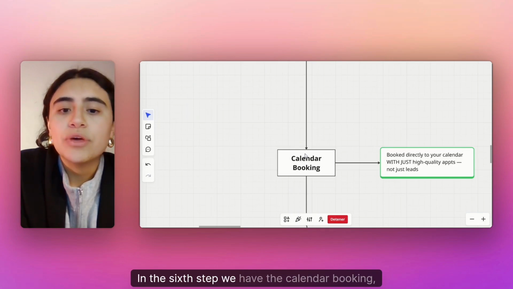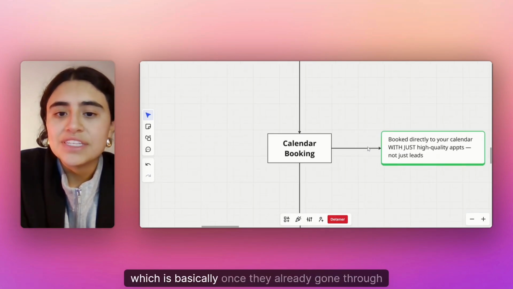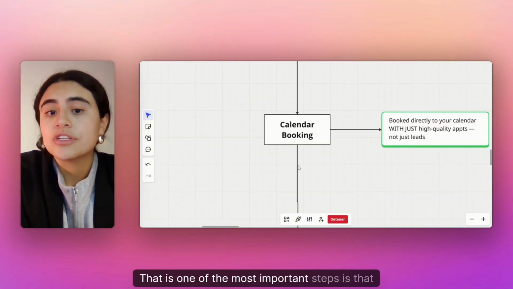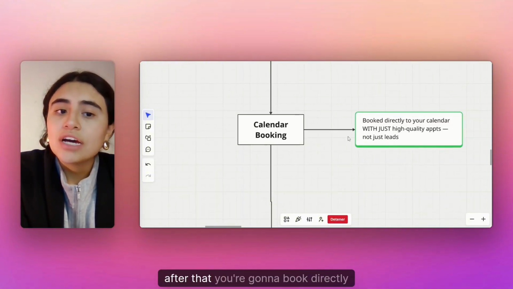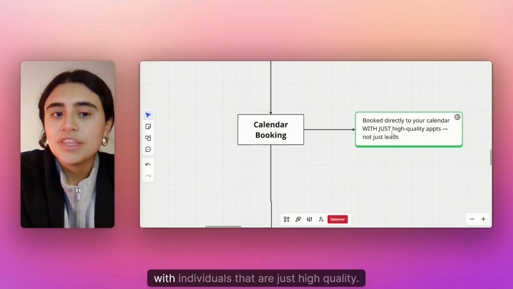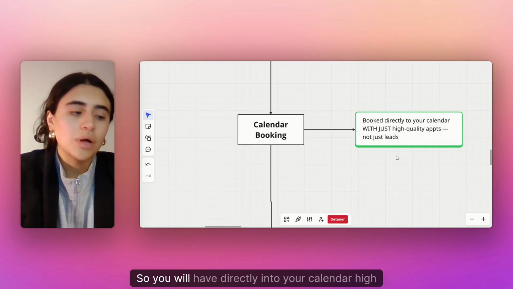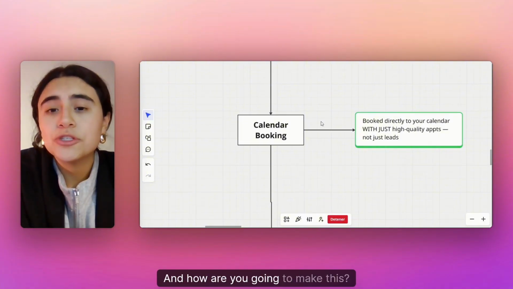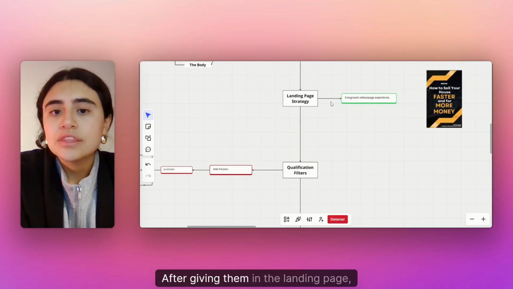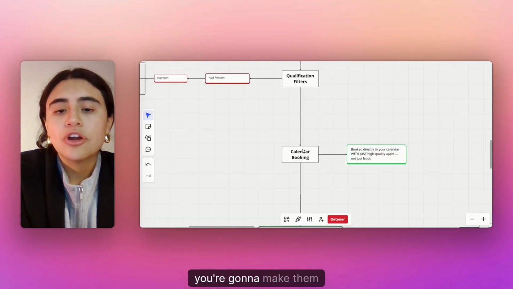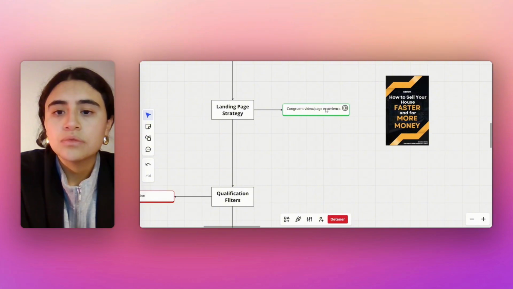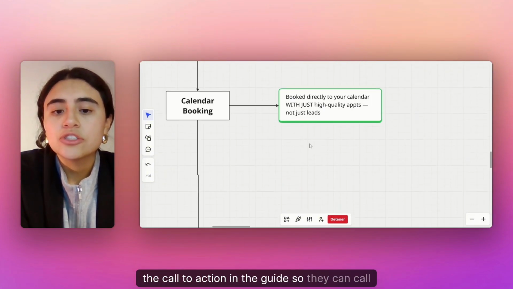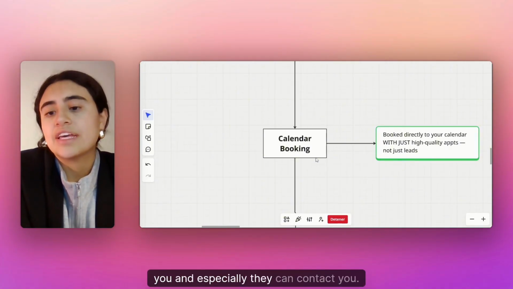In the 6th step, we have the calendar booking, which is basically once they have gone through all these steps of the qualification filter, that is one of the most important steps, after that, you're gonna book directly with individuals that are just high quality. So you will have directly into your calendar high quality appointments and not just leads. And how are you going to do this? After giving them the lead magnet in the landing page, you're gonna make them schedule a call with you after this page. And also you have the CTA, the call to action, in the guide, so they can call you, and especially they can contact you.